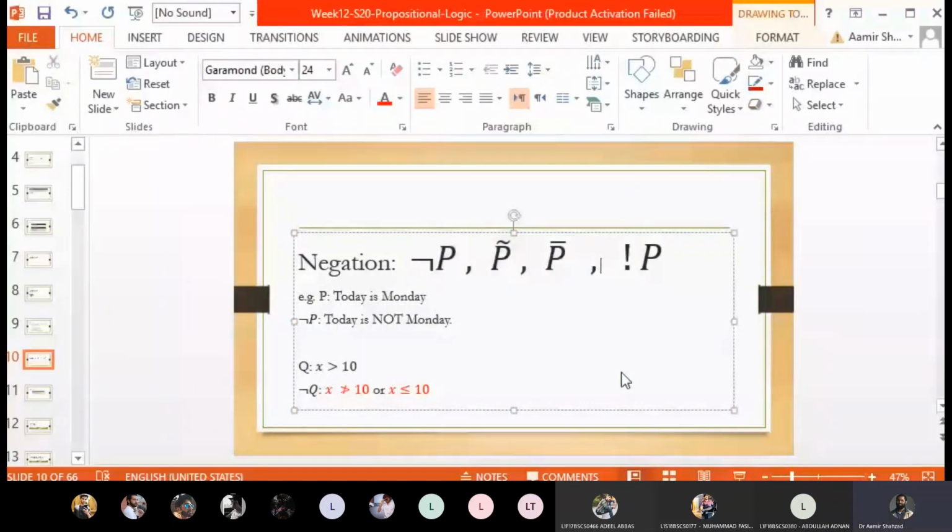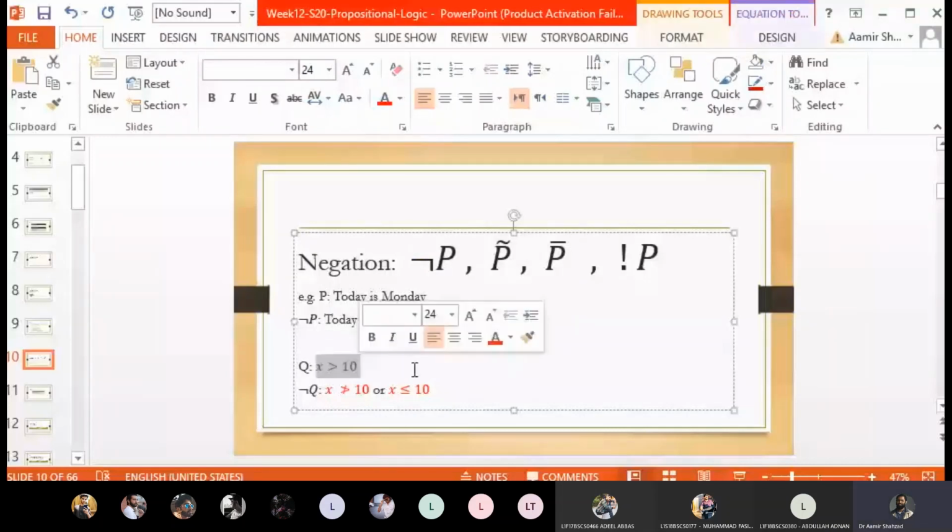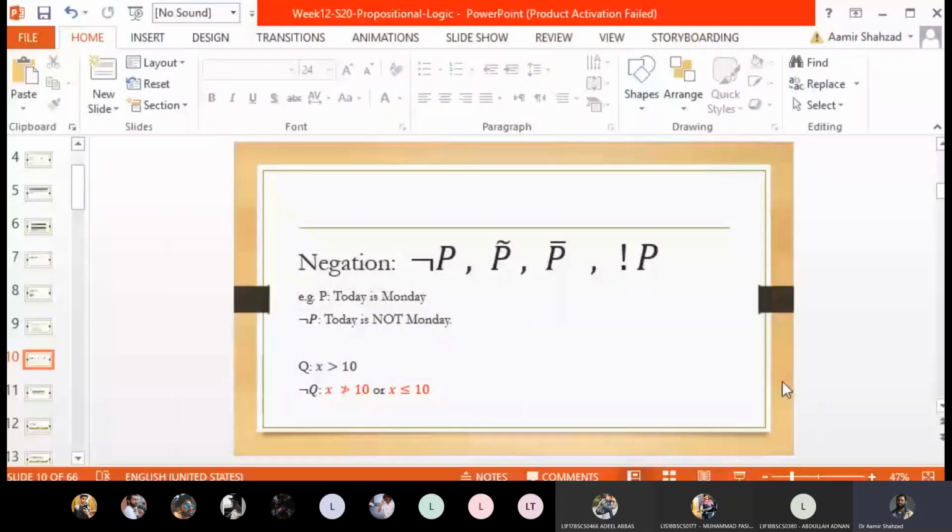So for example, today is Monday, today is not Monday. इसकी negation ये होगी. If we have a statement Q, X is greater than 10. So इसकी negation क्या होगी? X is not greater than 10, या इसको हम ये भी कह सकते हैं कि X is less than equal to 10. X is greater than 10, so इसका negation क्या होगी? X is less than equal to 10.